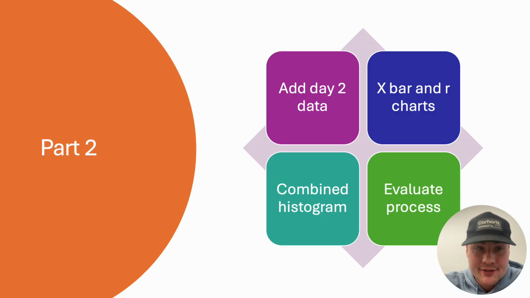Then we get to part 2. For my part 2 overview, we added day 2 data and created X-bar and R charts from both days together. We also made a histogram using both days. So we simply added day 2 data, added the X-bar and R charts, combined the histograms, and now we will evaluate the process.